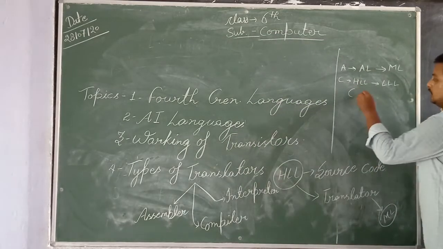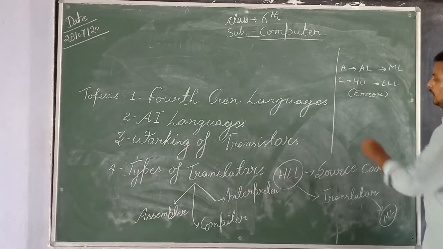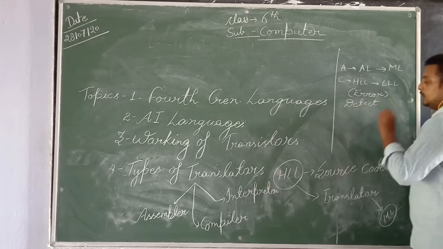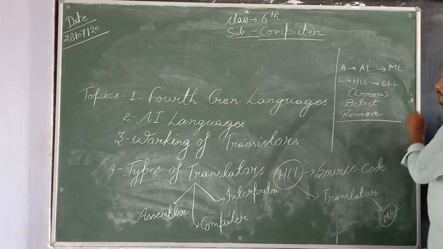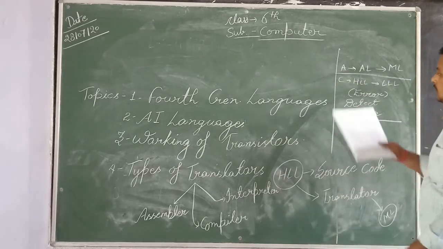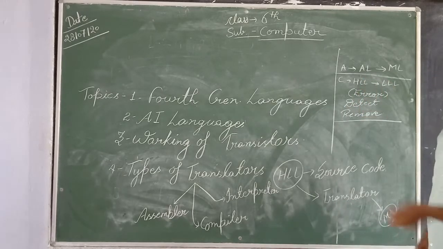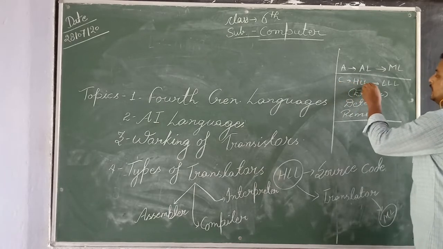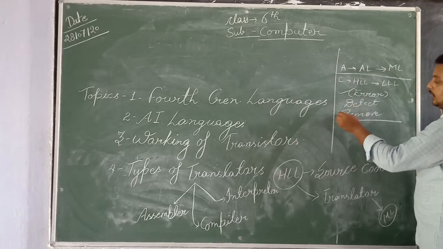Whatever errors it finds, it detects them and removes them. This is the work of a compiler. The work of the assembler is to convert assembly language into machine language. The compiler's work is to convert high level language into low level language, find and detect the errors, and after that remove them.